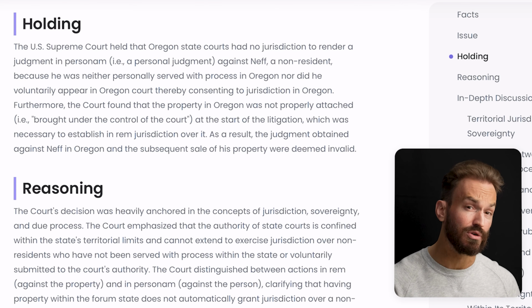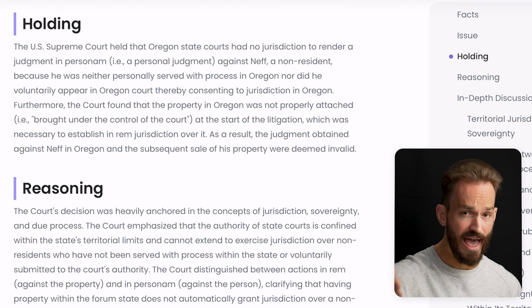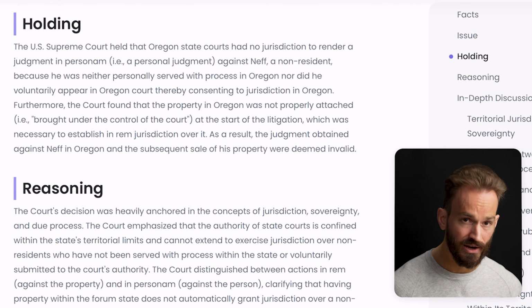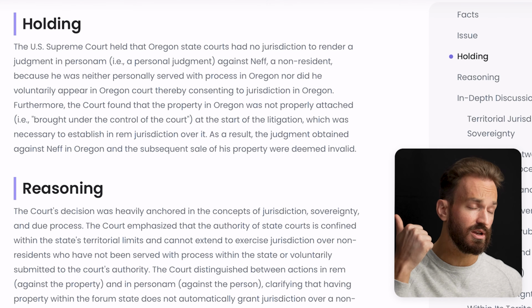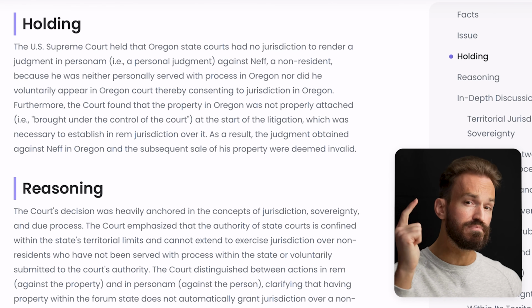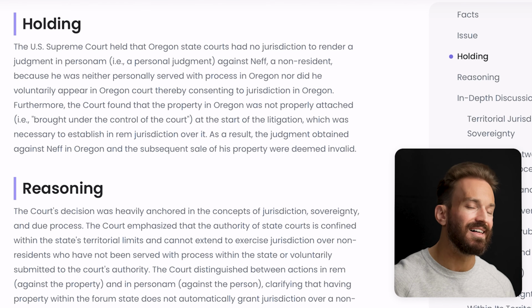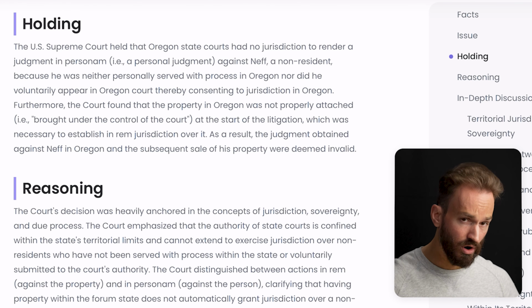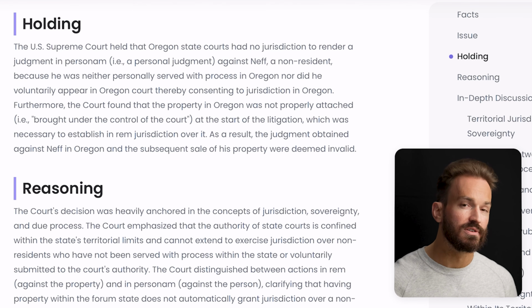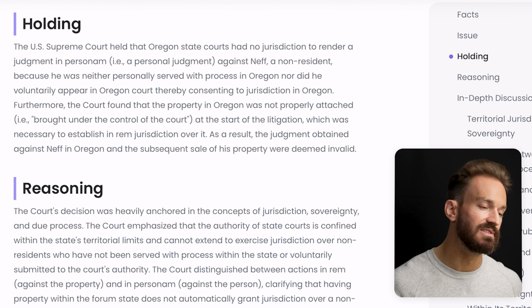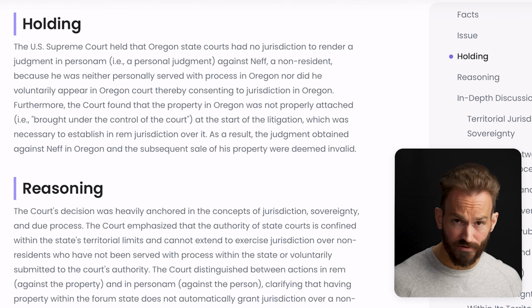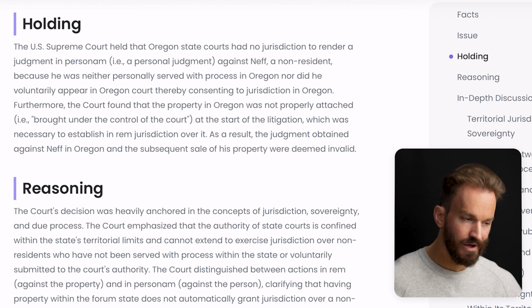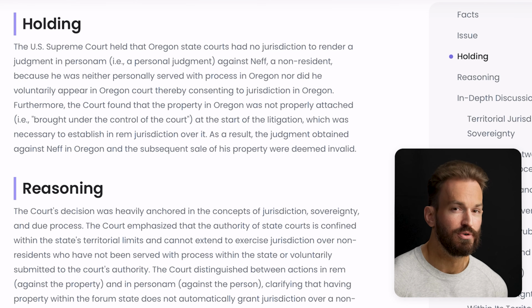The heart of this analysis is the in personam jurisdiction side, where they're saying, look, Oregon doesn't have the authority to adjudicate the rights and liabilities personally of Neff because there's not a sufficient connection. Neff did not consent to jurisdiction in Oregon. Neff was not served while physically present in the state of Oregon, and Neff did not live in Oregon. Therefore, there's not a sufficient connection between Neff and Oregon. Therefore, the Oregon court does not have the authority to adjudicate his rights and liabilities. That's the heart of Pennoyer v. Neff. Today, we call those three requirements the traditional bases of in personam jurisdiction.